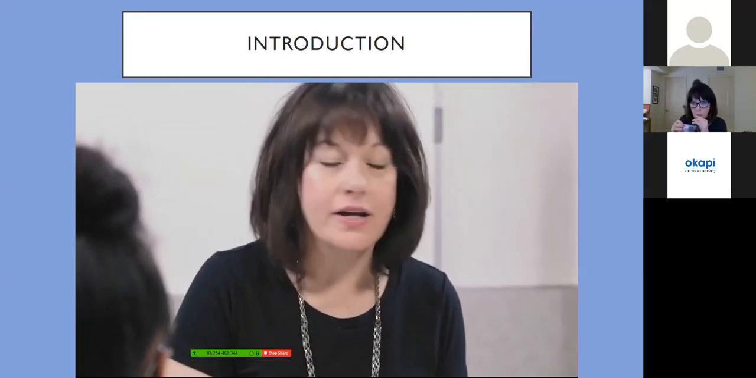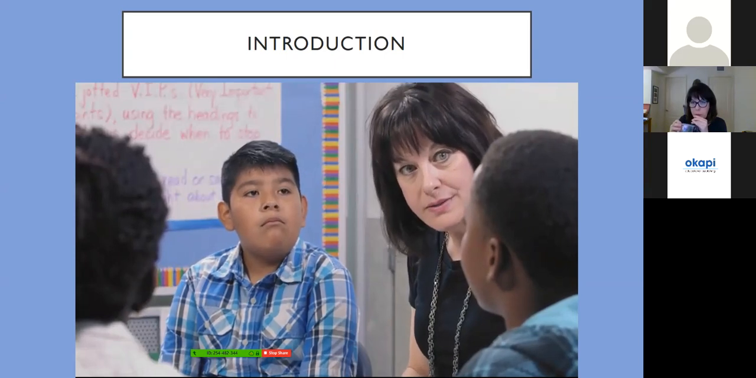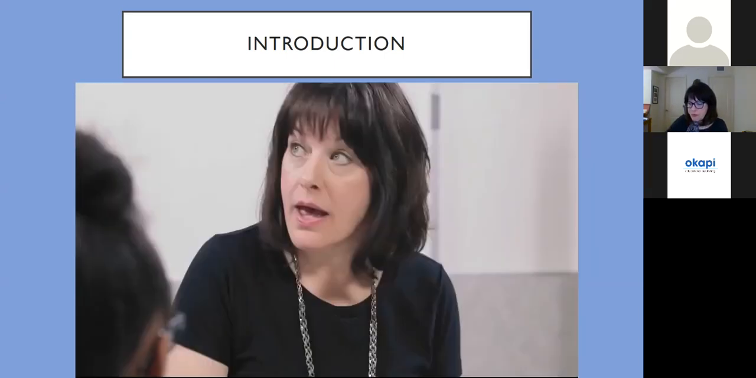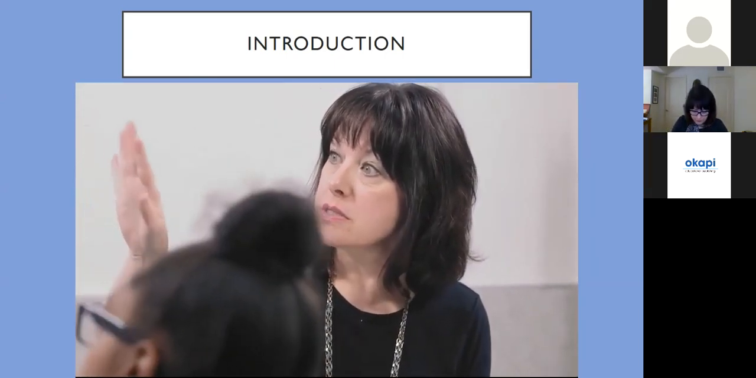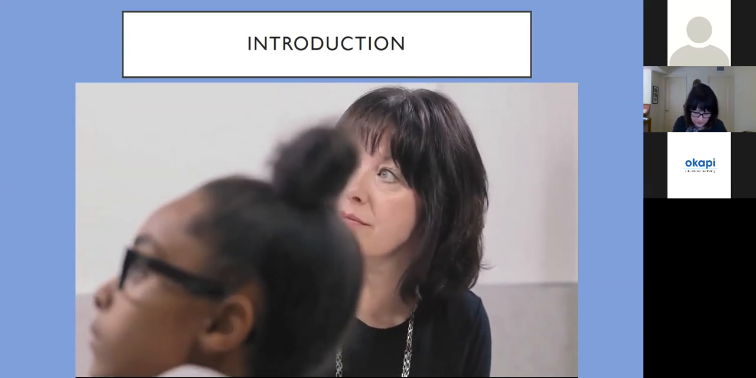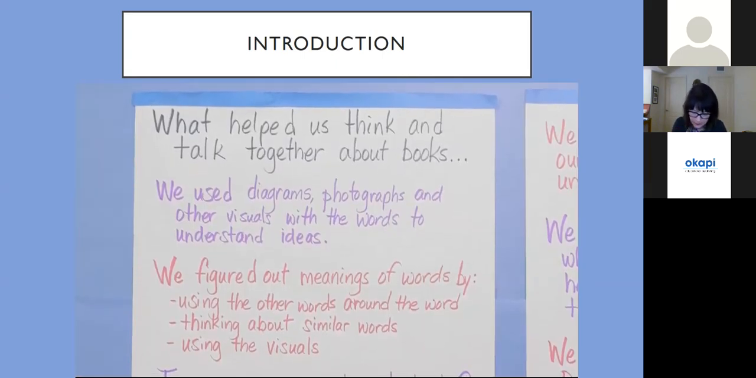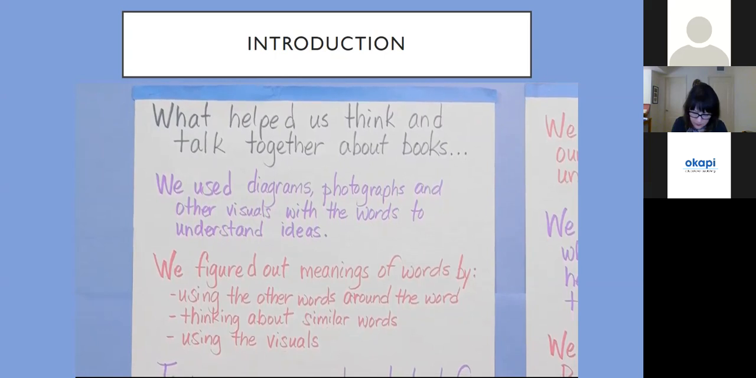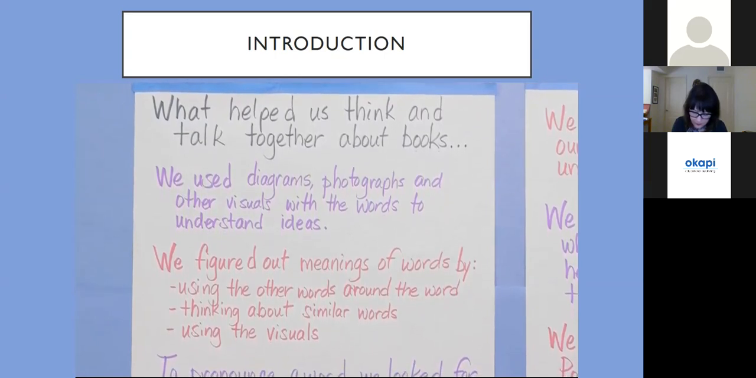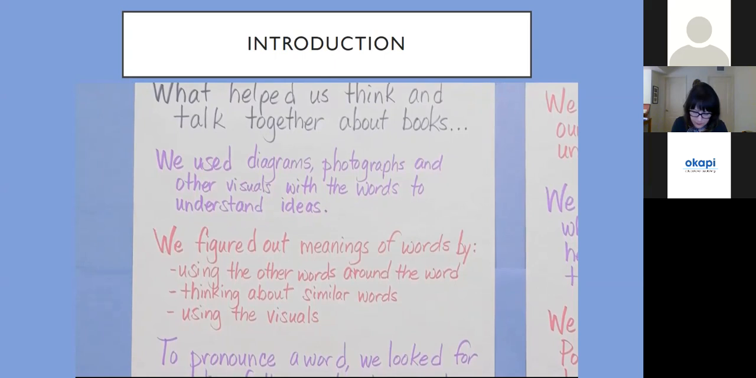Last week, when we were thinking and talking together, I remember all the notes that I was taking about things that you were thinking and doing as readers, and I put those onto a chart here. So these are some of the things that we've been thinking about. We use diagrams and photographs and other visuals to help us with the words and to help us to understand the ideas that were there.